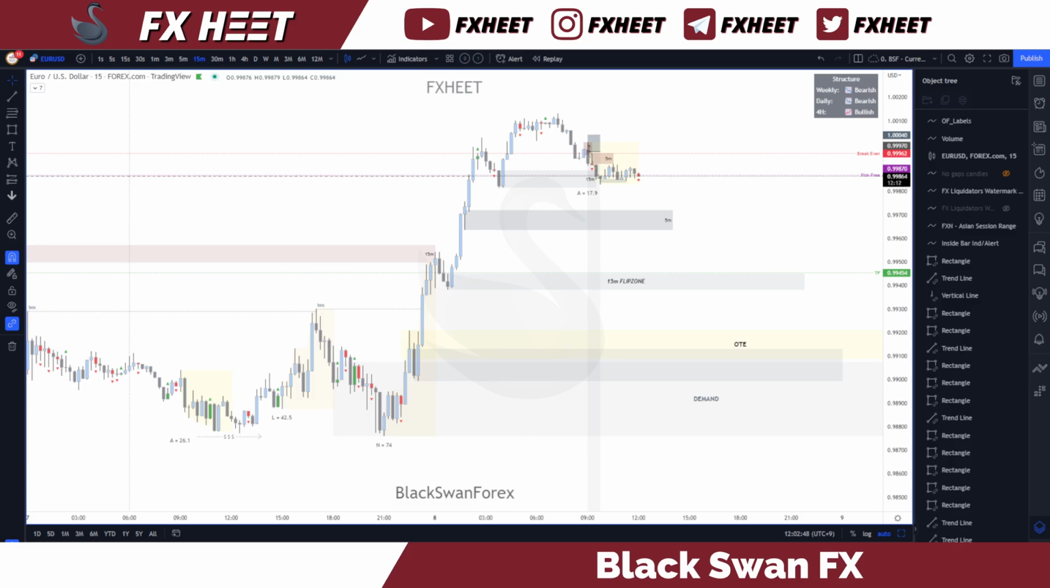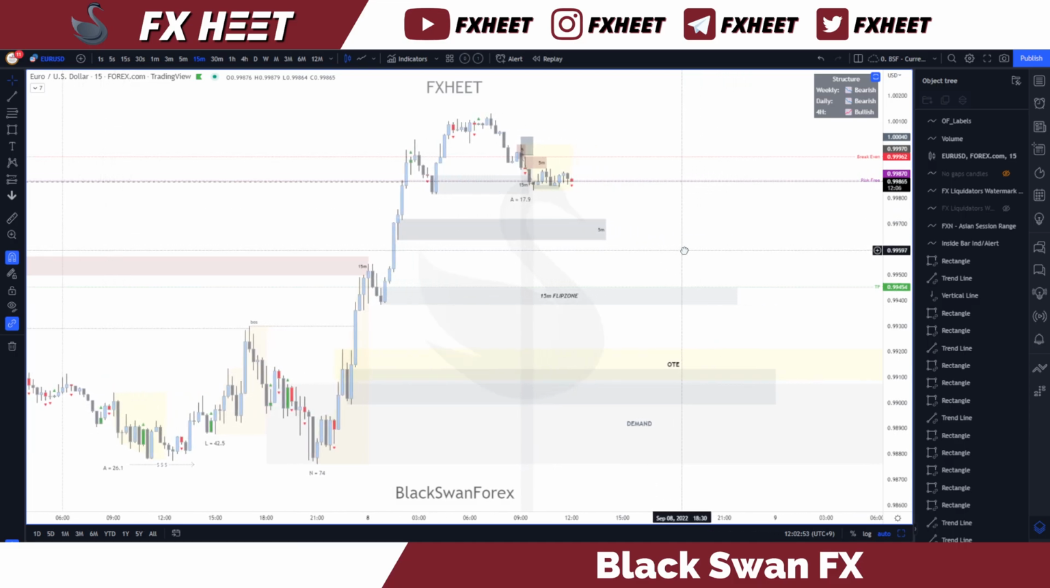But there's also another scenario. Depending on the announcement from the ECB, price can just continue to push down and free fall as well. If the news is disappointing, it could have a really big negative effect on the euro. But anyways, that's how I'm looking at the market for today.